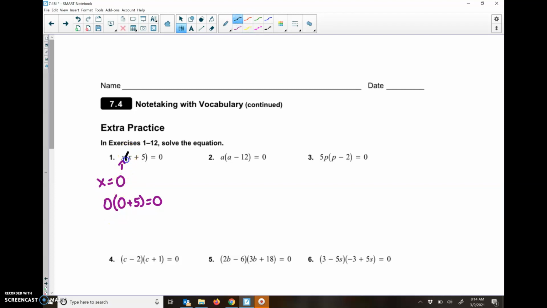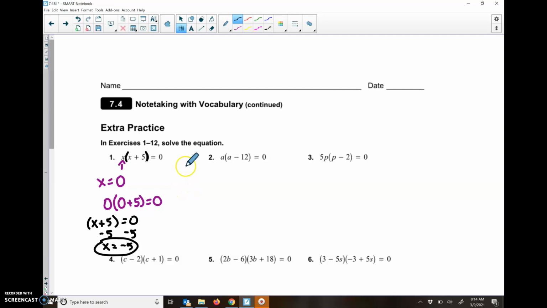Then, like I said, we're going to take the other part of the problem. So in this case, x plus 5. And then we're also going to set that equal to 0. So x plus 5 equals 0. I'm going to subtract 5 from both sides. So x could also be -5. I'll double check my work here in a second.